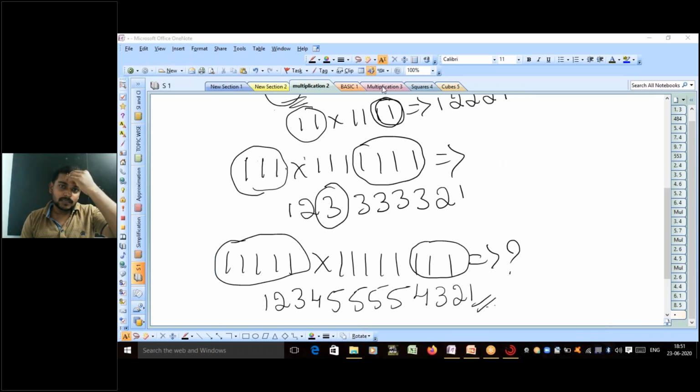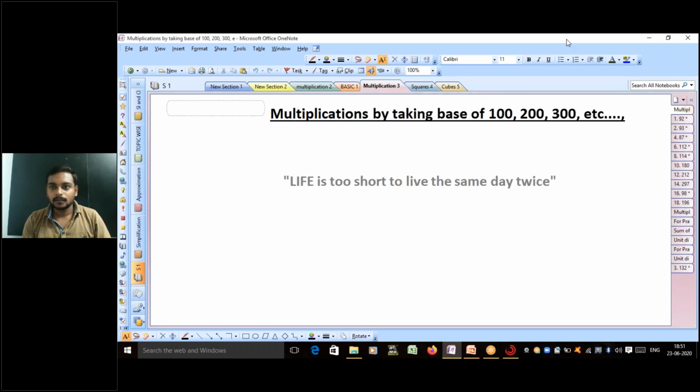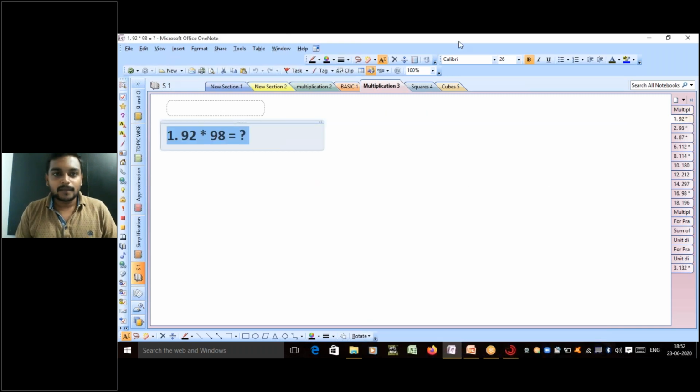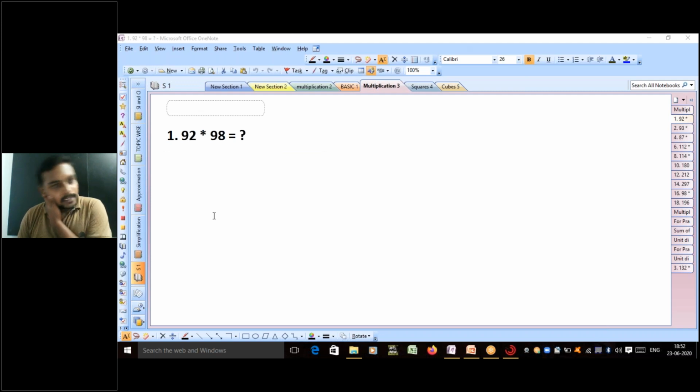Let's move to next concept. That is multiplication by taking base as 200 or 150, 100, 300, like that. For example, multiply 92 with 98. 92 into 98. Just let me know your answer in the comment box.